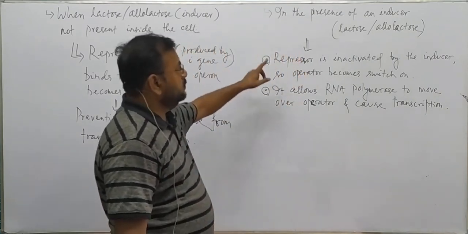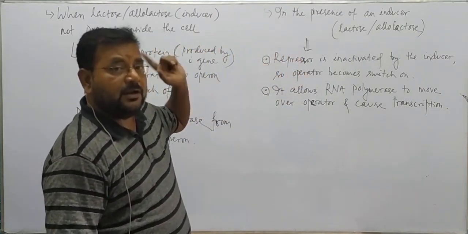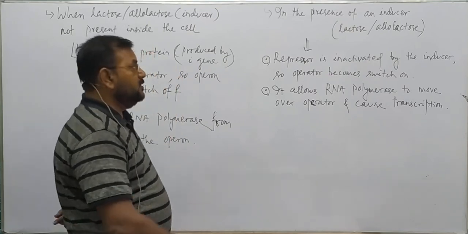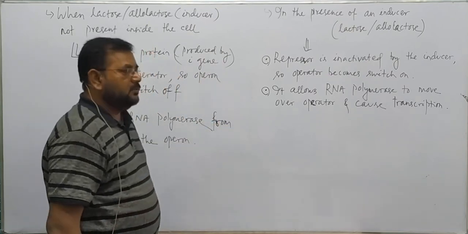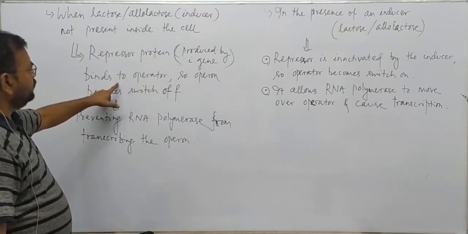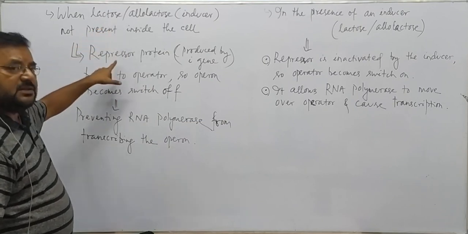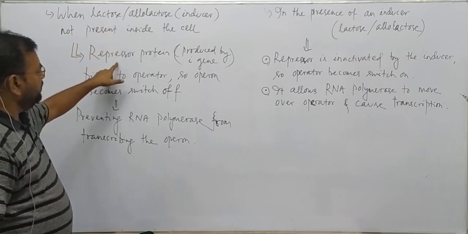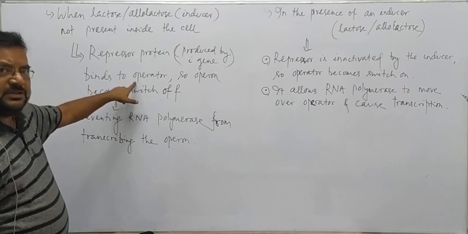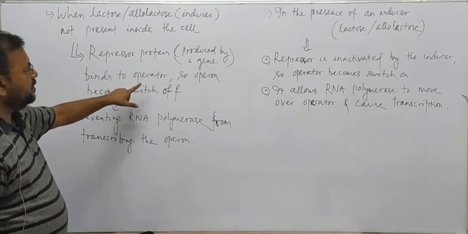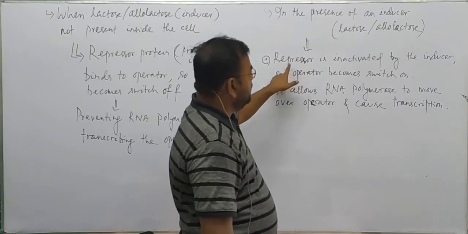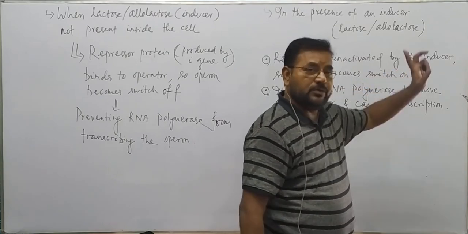Now, if lactose or allolactose, which acts as an inducer, is available inside the cell, then in the presence of the inducer the repressor is inactivated. Without lactose, the repressor is free and can bind to the operator, and if the operator is bound by the repressor, then the operator becomes off. But in the presence of the inducer, the repressor is inactivated by the inducer.